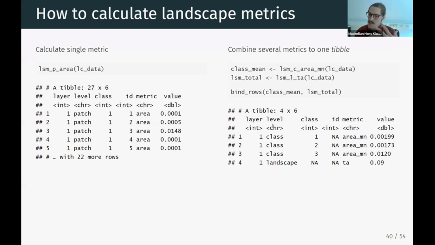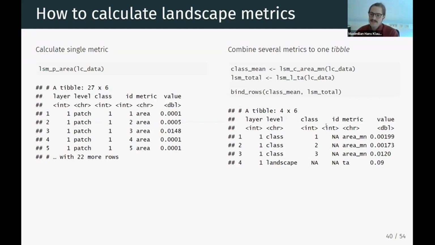And now, because both tables look exactly the same, it's quite easy to combine them by using the bind_rows command. And you can now see here in the result table that we combine the three classes. So in the toy example, we have three classes, and we have the mean area of each class, which you can see here. And we also have, on the landscape level in the last row, the total area.